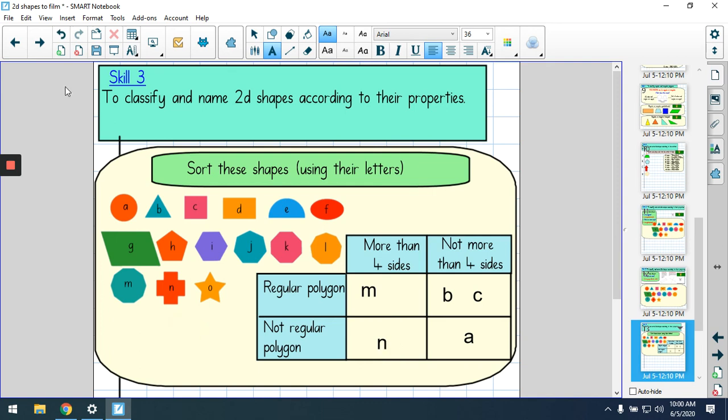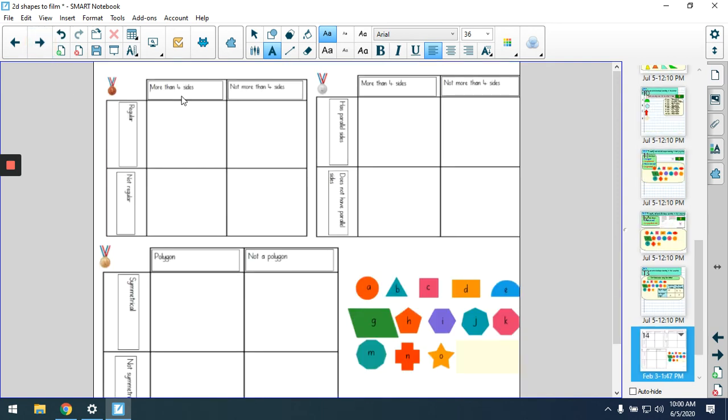Your task is to decide whether you want to do bronze, silver or gold. You may even decide you want to do all of them, in which case you're going to need to print the sheet out with the shapes as many times as you want to complete the task. You can choose. You could cut the shape out and put it into the box, or you can simply just write the letter names. So bronze, you're looking at regular and not regular polygon, more than 4 sides, not more than 4 sides.